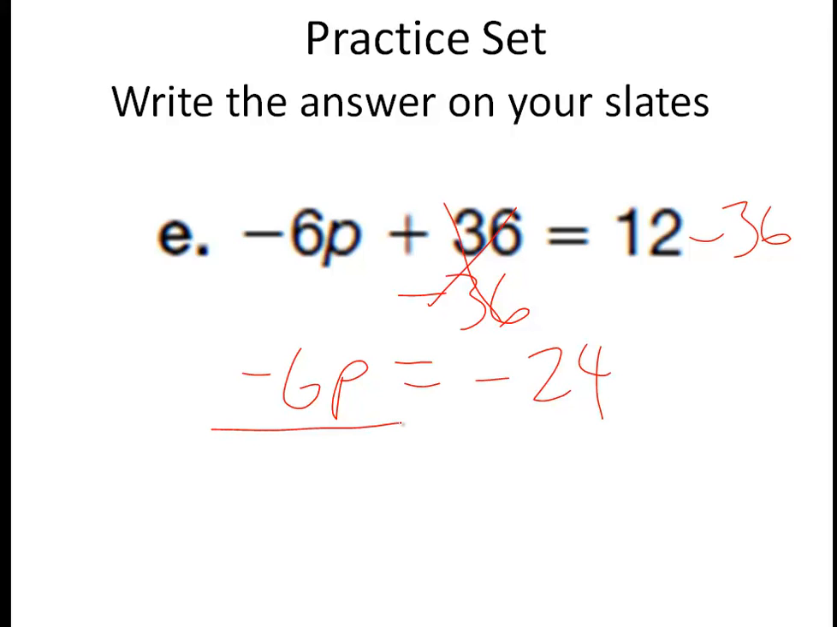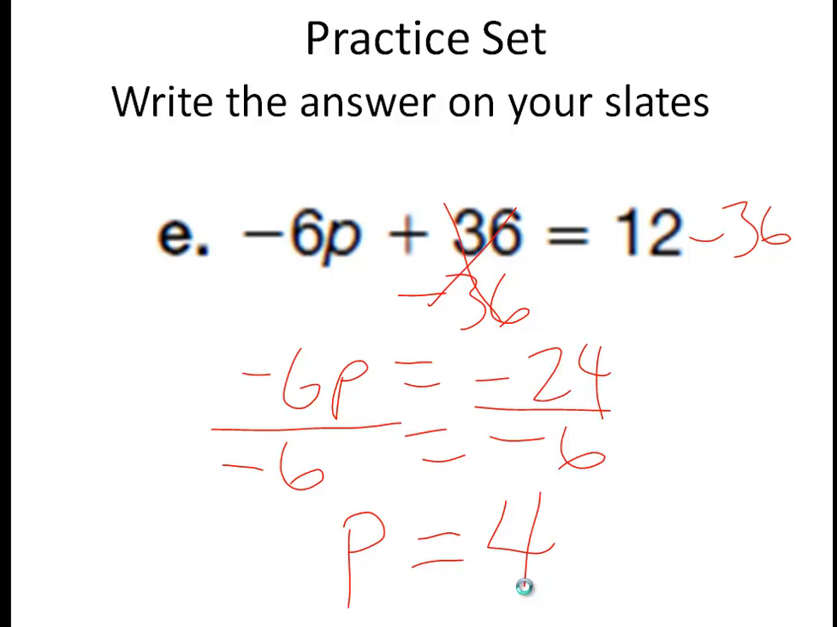Now I've got to get the p by itself. It's negative 6p, so I've got to divide by negative 6. That leaves me with 1p, which is just p. And then divide this by negative 6. 6 goes into 24 4 times, but 2 negatives make it a positive, because when the signs are the same, it becomes positive. So p equals 4. Hopefully that's the answer you got and you understand this lesson.